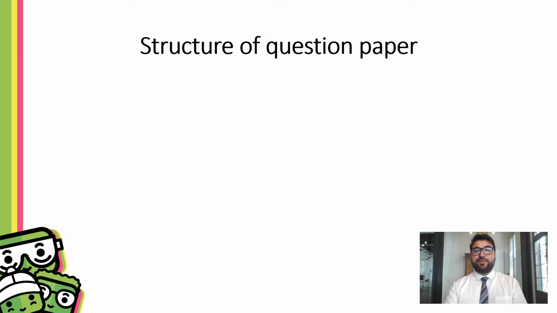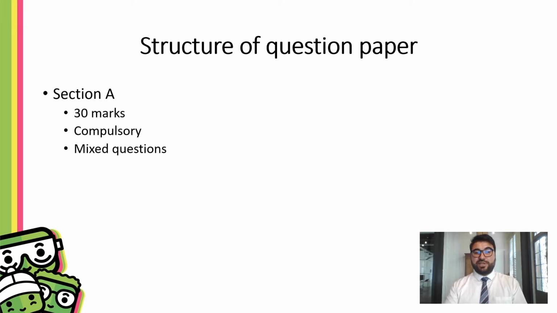Now, the structure of your question paper is that you're going to have a section A first of all. Section A consists of 30 marks. This is a compulsory question and it is a mixed question. So it means that it is mixed with the module 1 and module 3 work. And then this is usually your definitions and descriptions of the different chapters that you have for each module.